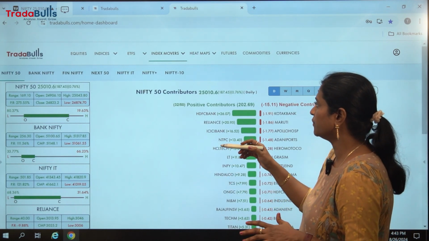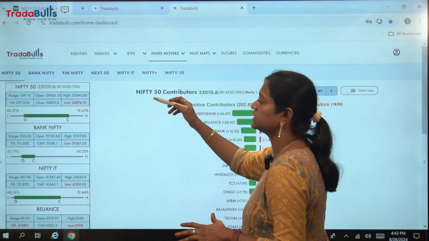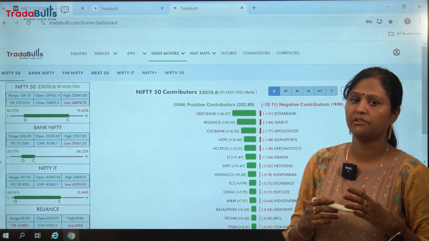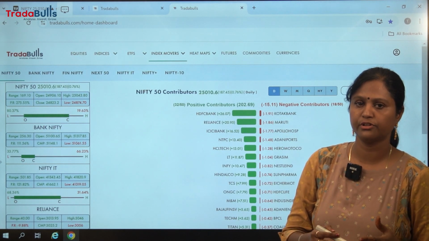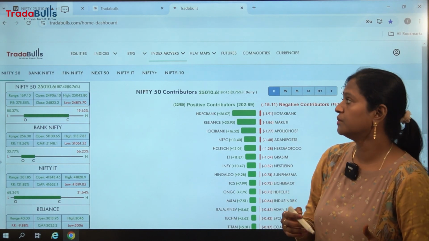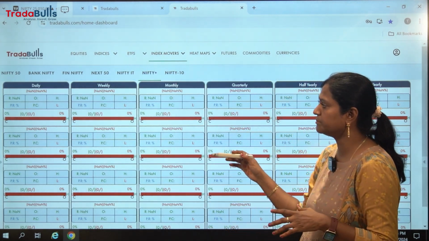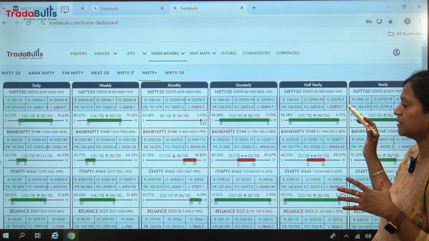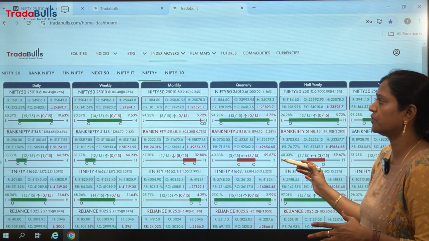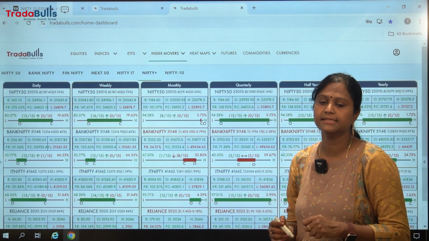Coming to index movers, there is a new implementation which we have done in the last 2 days, which is Nifty Plus and Nifty 10. When you go to Nifty Plus, this is basically a complete chart which we have given for the major Nifty indices.